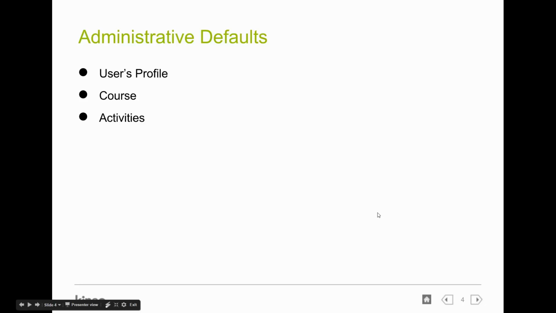So the administrative defaults we're going to talk about specifically today are users' profile defaults, course defaults, and then activities. Different activities and resources will allow you to set different defaults there as well. And we're going to talk about where you set those and how those different things work and are available to you.